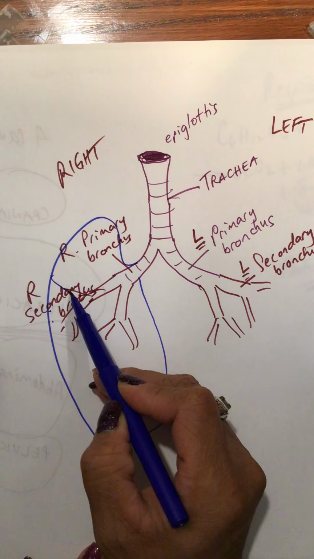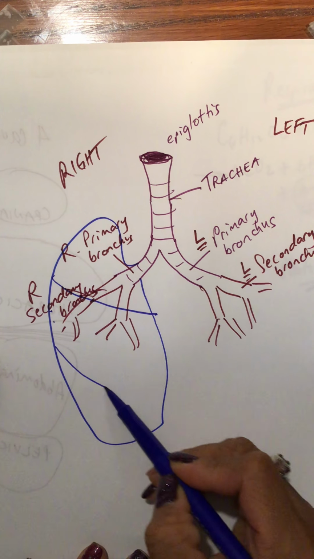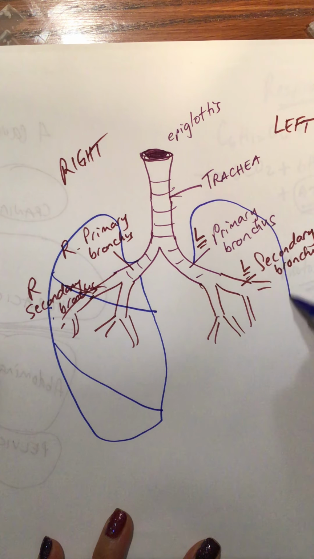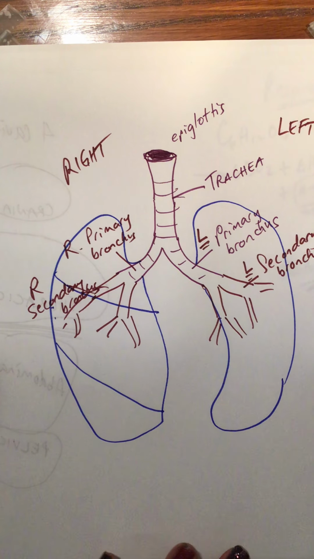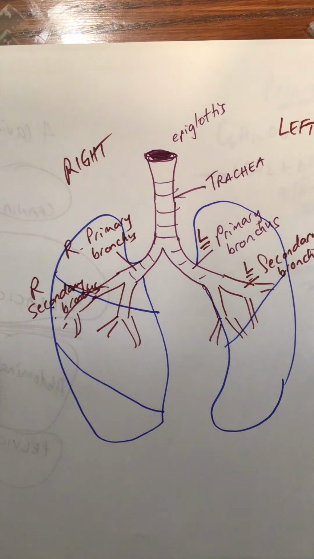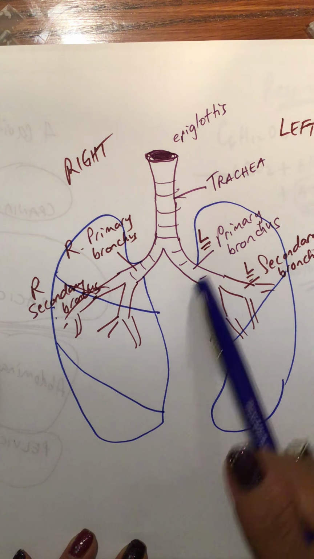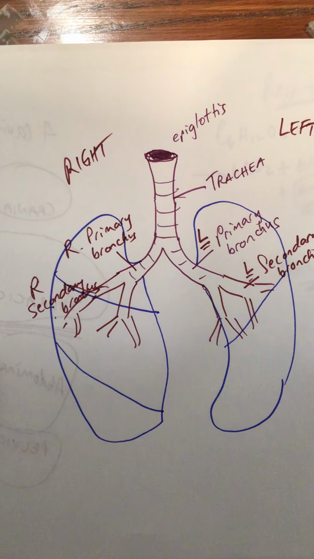So there's 1, 2, and 3. Whereas the left side only has 2 lobes. And you could see here in my drawing that the left lung is smaller than the right lung. Why do you think that is?